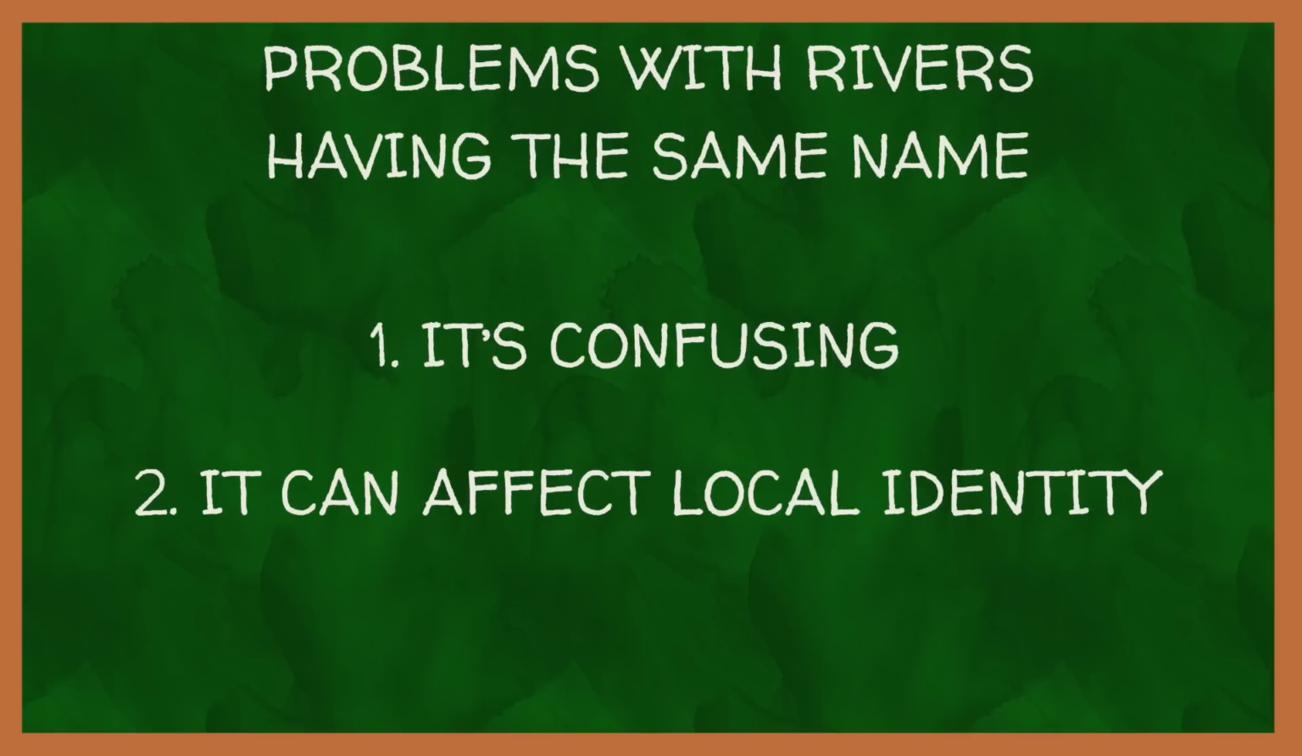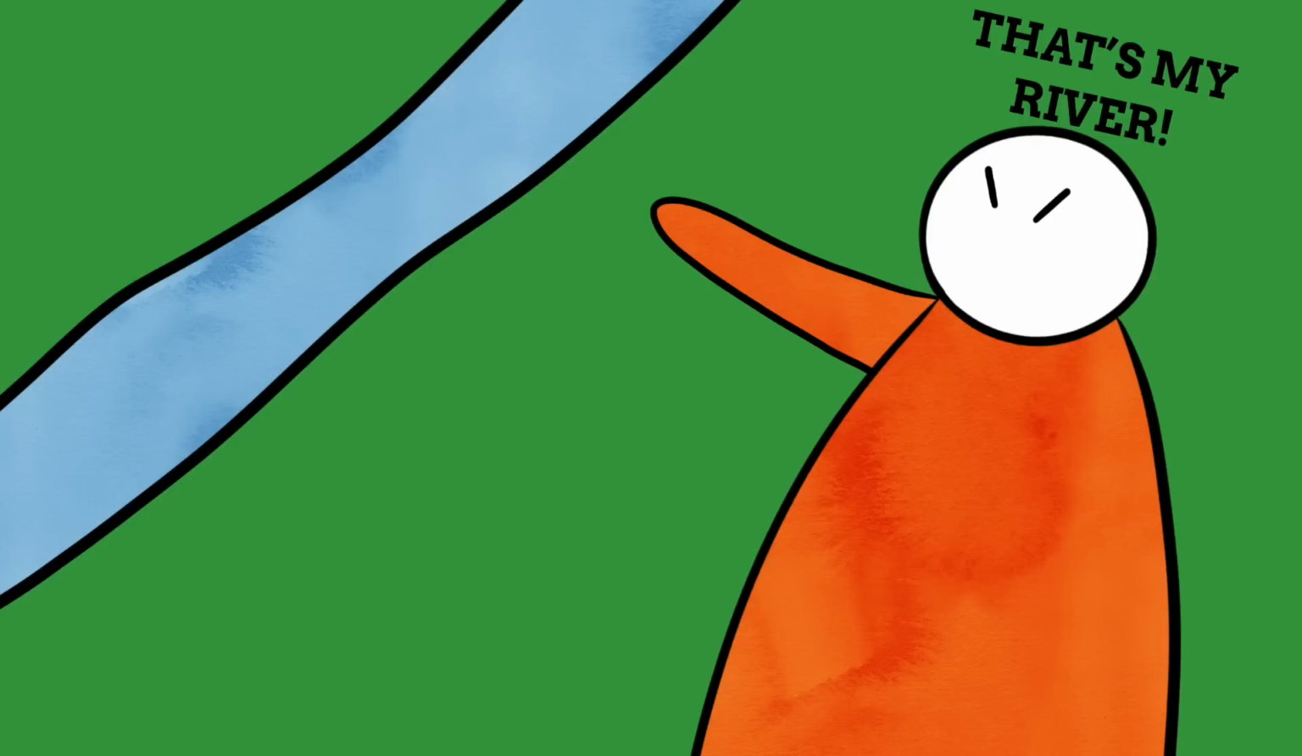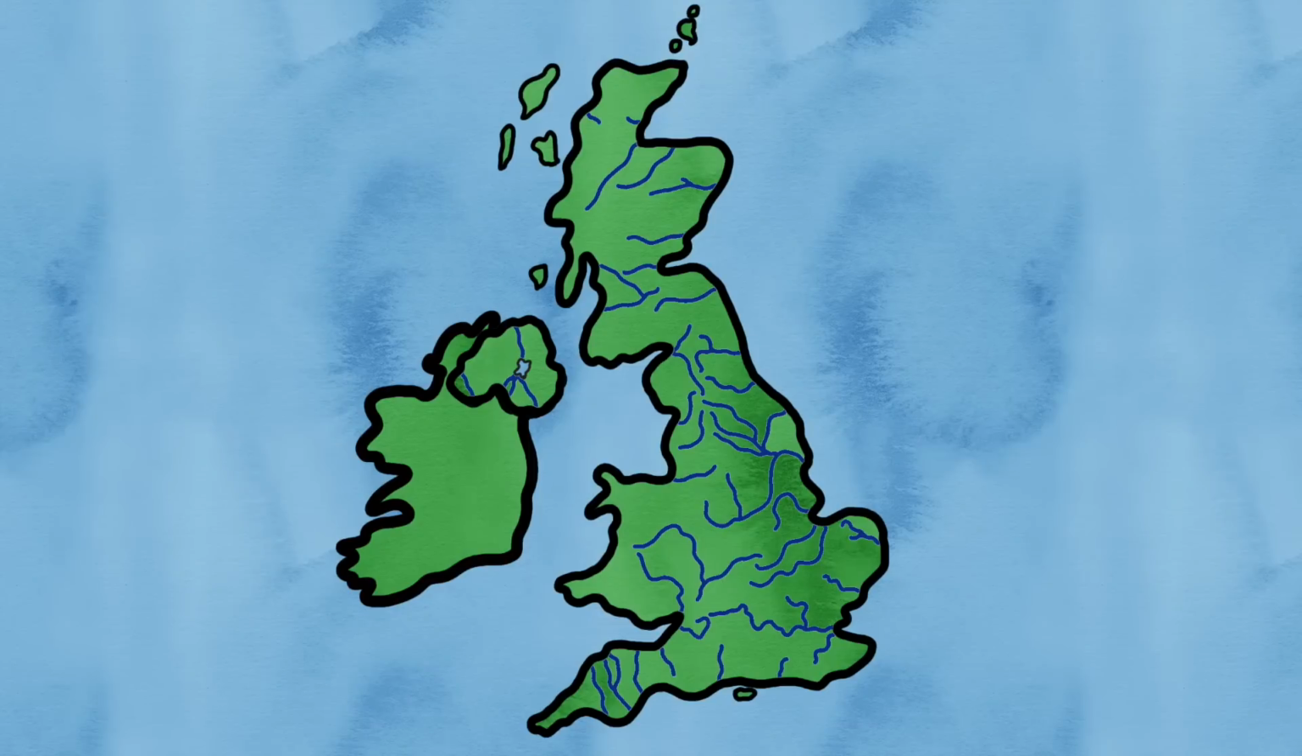The second problem with these repetitive names is the fact that they could affect local identity. Many people feel pride in the place they come from, and pride in those names. To find out somewhere else has a river with the same name as where you live could annoy people. So, why exactly do many of the UK's rivers share their name with other rivers found in the country?